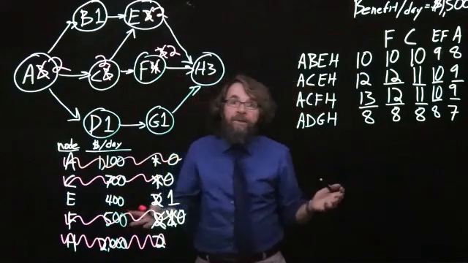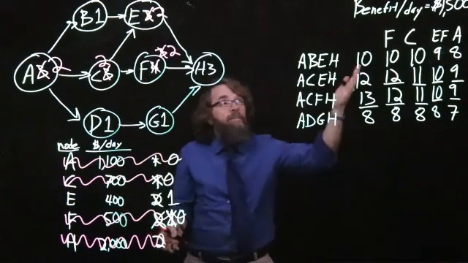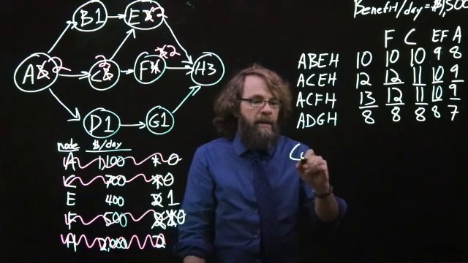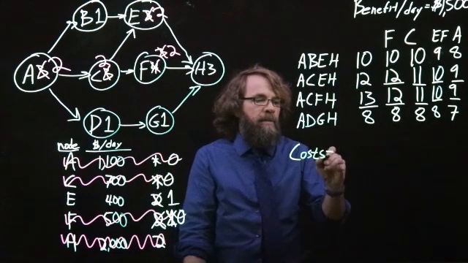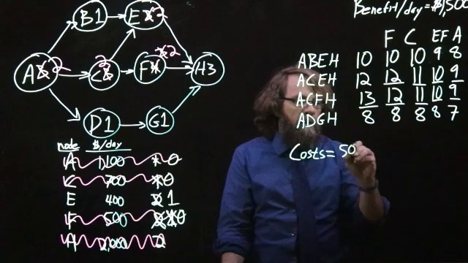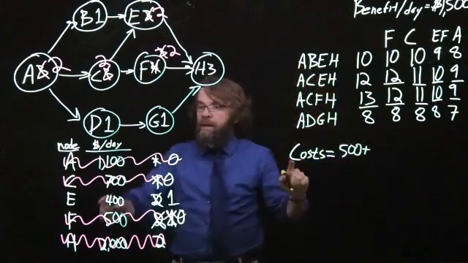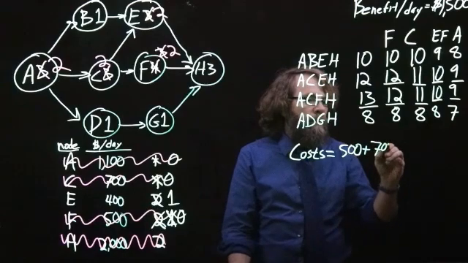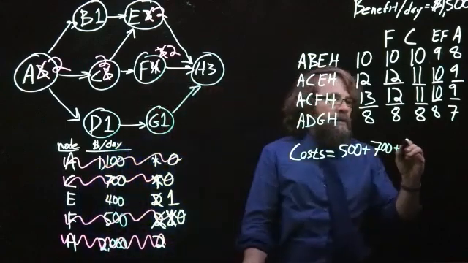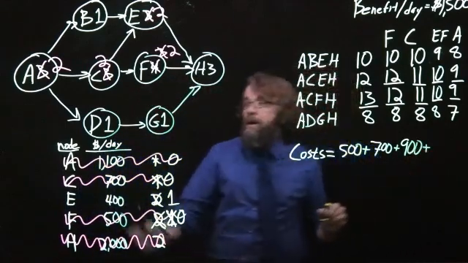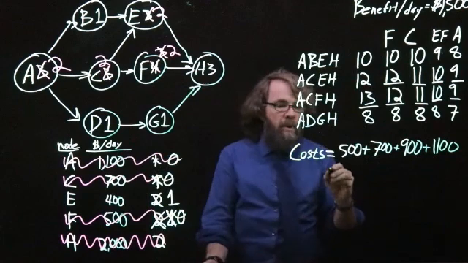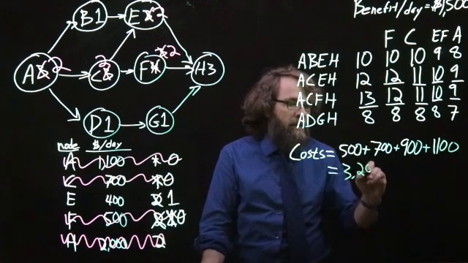So now let's see how much additional benefit we have gained from doing the crashing as we have laid it out here. So let's look at the costs that we have incurred from this. Crashing F cost us $500. Crashing C cost us $700. Crashing E and F together would be $900. And then crashing A was $1,100. So that's $3,200 total cost.